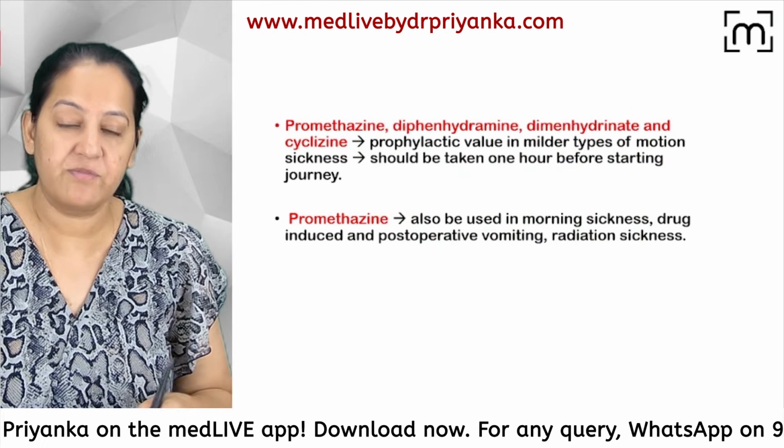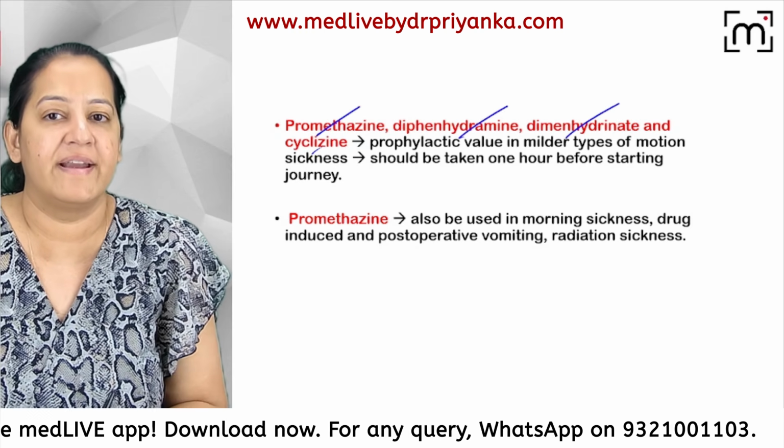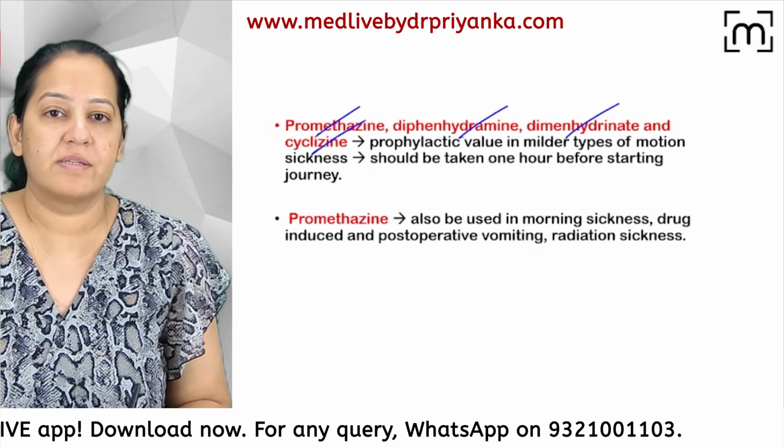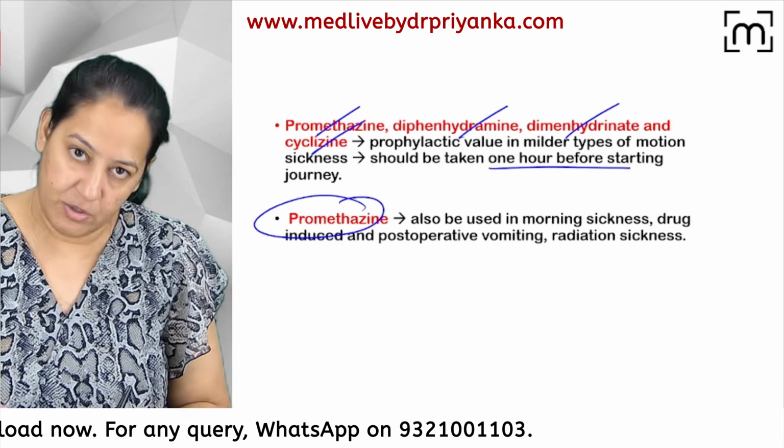Okay, so which drugs do we use for prevention? Usually we use promethazine, diphenhydramine, dimenhydrinate, cyclizine. All these drugs are given 1 hour before the start of the journey. Okay, promethazine can be used also.